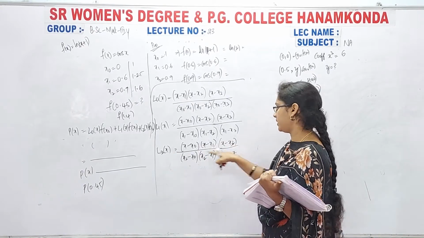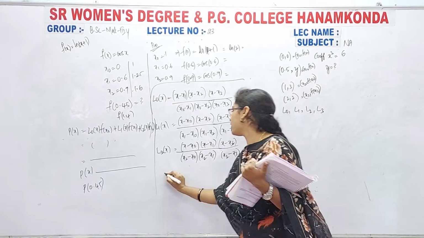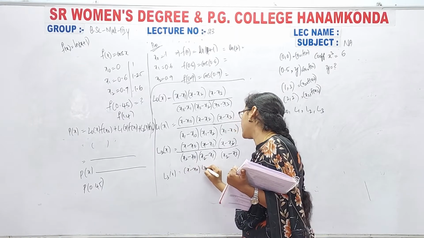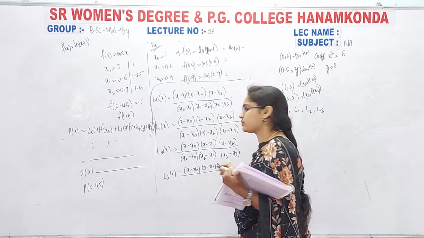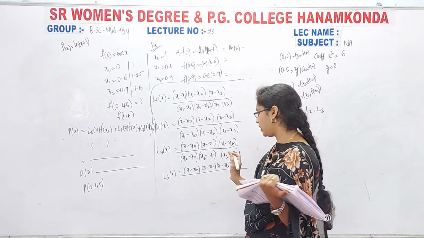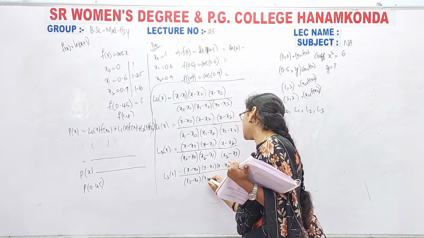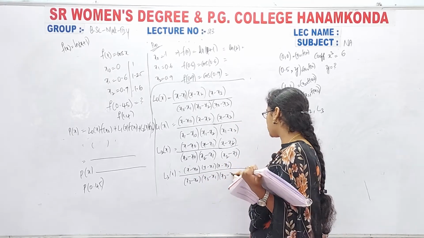In L2, x2 should not come like that. Now here x3. Now L3 of x is nothing but x minus x0 into x minus x1 into x minus x2, we need not write x minus x3. Then x3 minus x0 into x3 minus x1 into x3 minus x2.